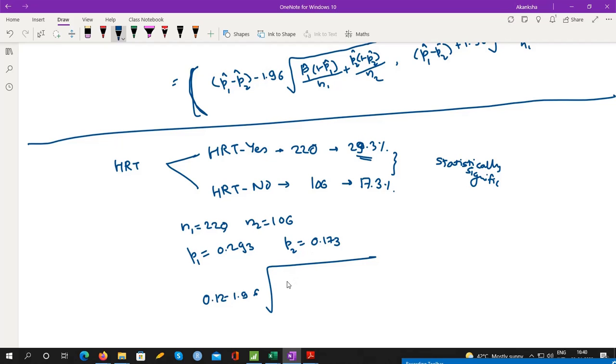p1 hat into 1 minus p1 hat. So can someone tell me these values? Can someone compute p1 hat into 1 minus p1 hat? You are allowed to use a calculator if that is what is stopping you.